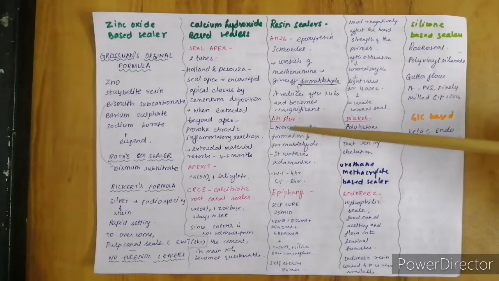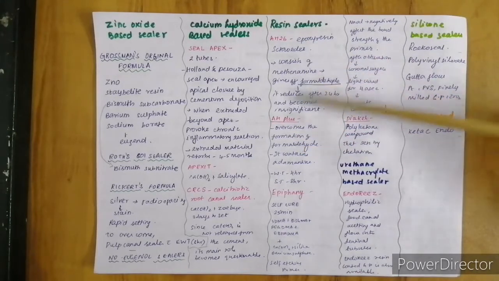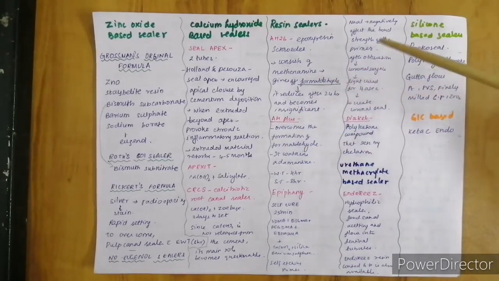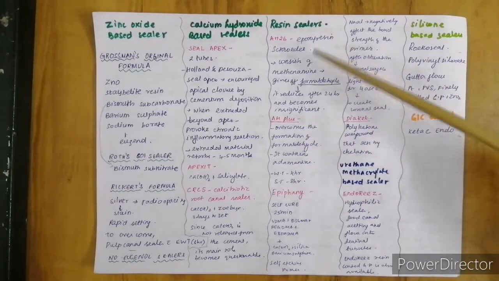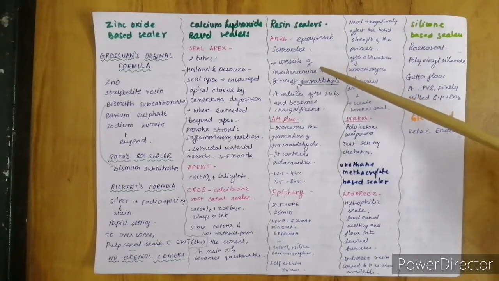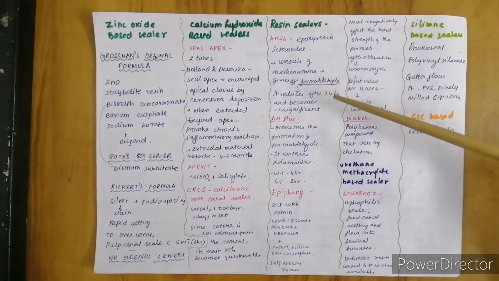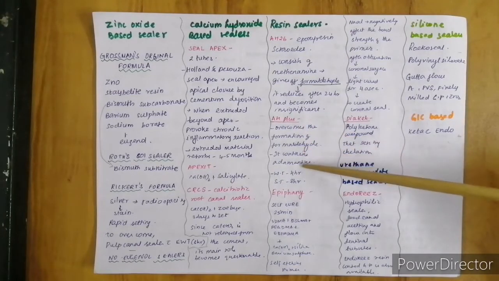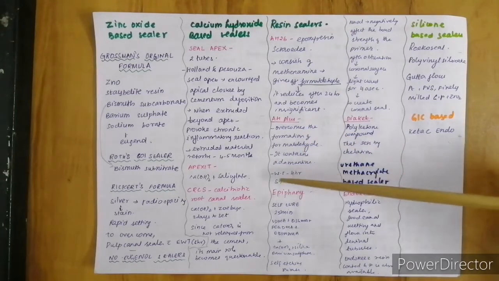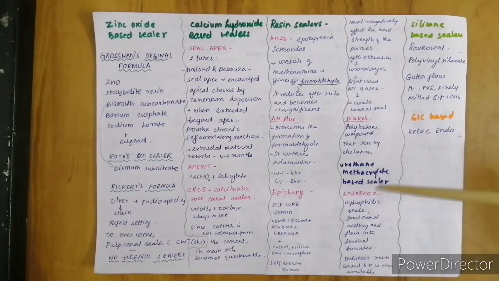But even so, AH Plus tried to overcome this formation of formaldehyde. AH26 had methenamine, and because of the presence of methenamine, it gave off formaldehyde. Now in AH Plus they have modified it and it contains adamantane. The working time is 4 hours and the setting time is 8 hours.